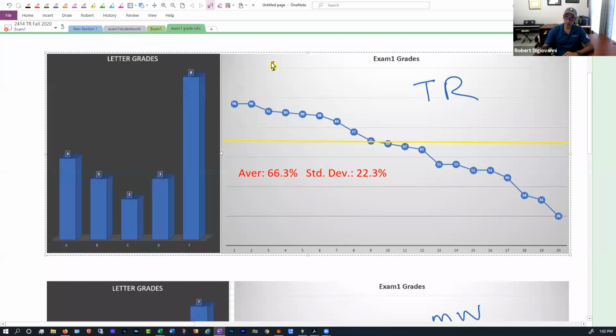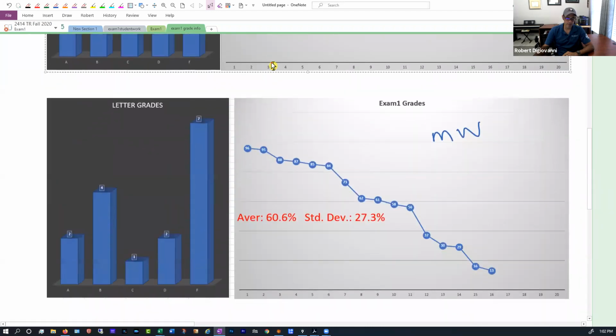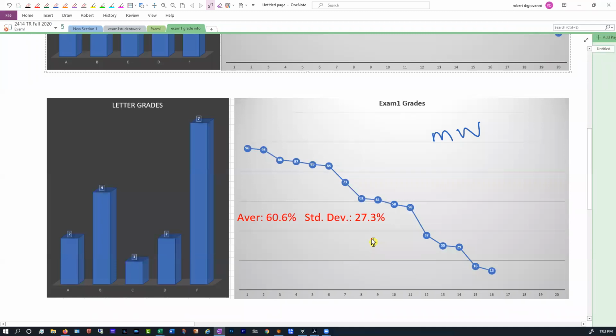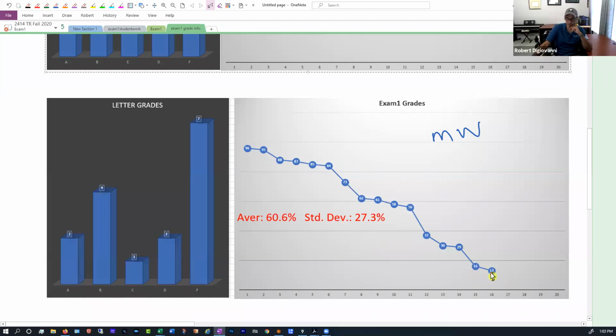This class actually did better than my other class. My other class average was a 60 and the standard deviation of 27, which is huge. I mean, normally a good or average standard deviation is around 14. So anything over 14, you get into 16, 17, that's where you've got this big spread of students. 27 is just massive. But I think that's because these 2 grades here were just so far out there that that really skewed the data.